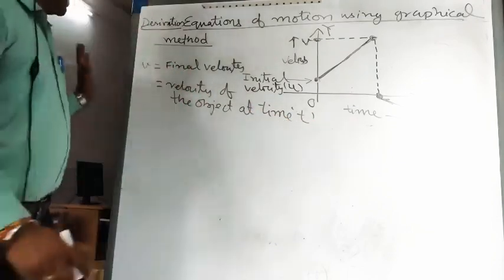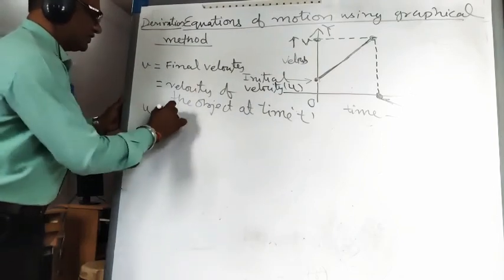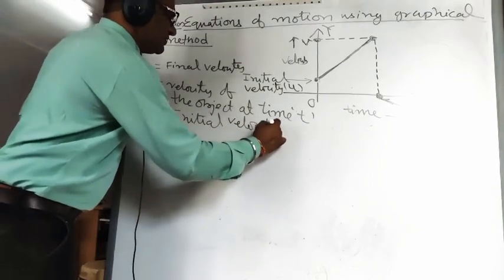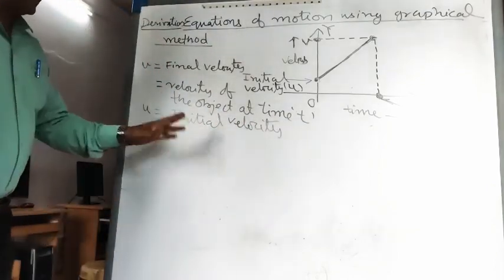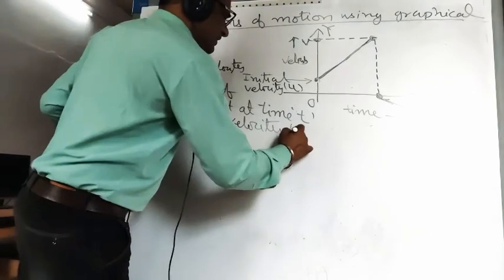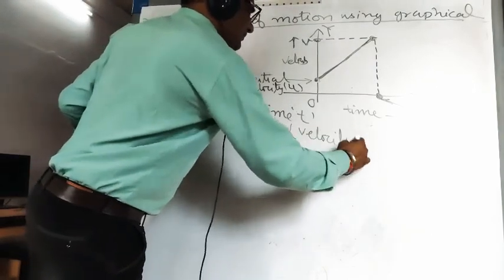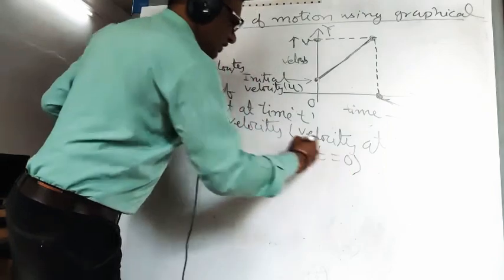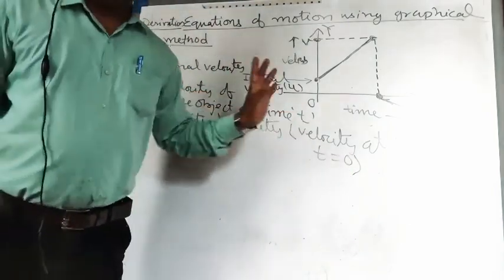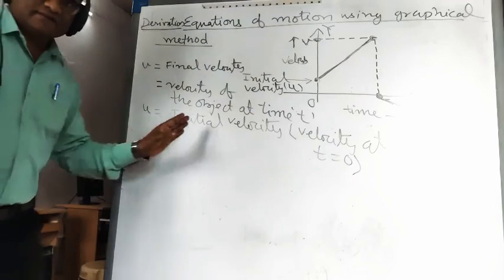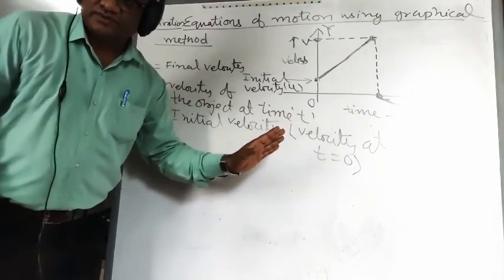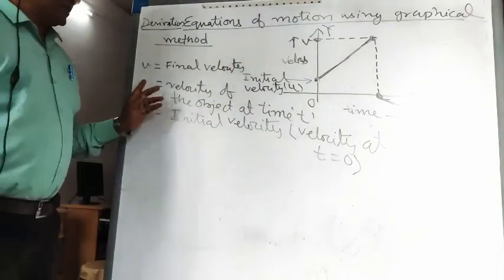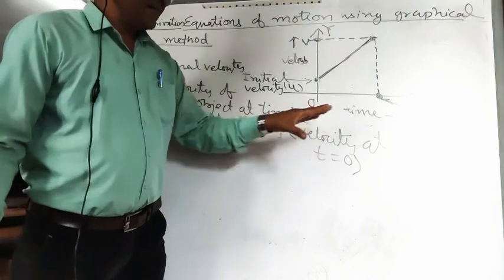Right? Similarly, what does u stand for? U stands for initial velocity. You can also say velocity at time t is equal to 0. Can we say that? Velocity at time t is equal to 0. Okay? Please confirm. U is also known as initial velocity or velocity at time t is equal to 0.